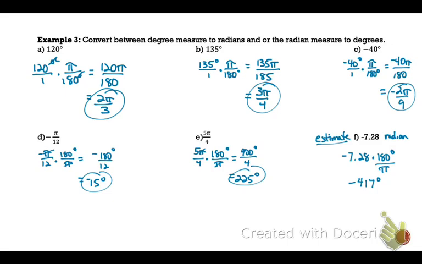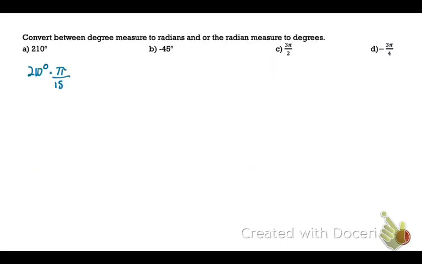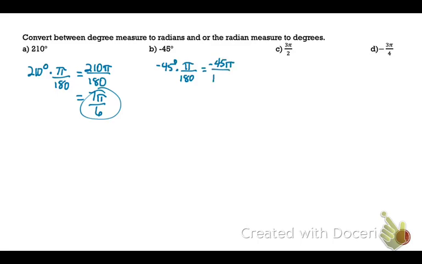All right, let's do some more. And remember, I'm going quickly, so you can pause this video whenever you need to get these notes down. Now we're converting 200 degrees. I know I needed to convert it to radian, so I'll take it times my conversion factor. My degrees divide out, and I get 210 pi over 180, or 7/6 pi. Negative 45 times pi over 180 degrees. Again, I'm going to leave it in exact terms.